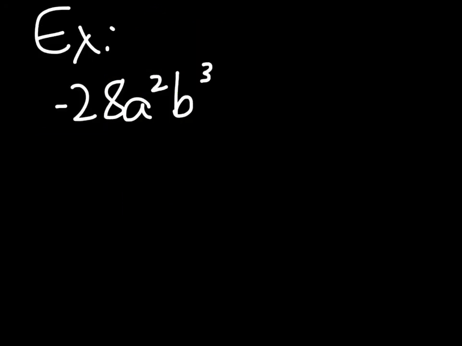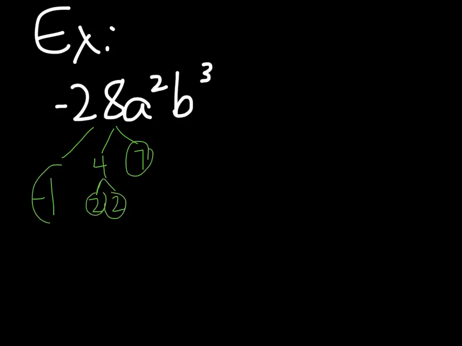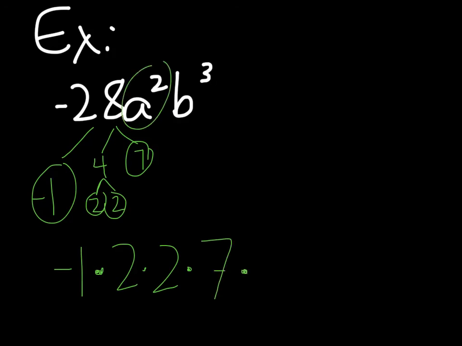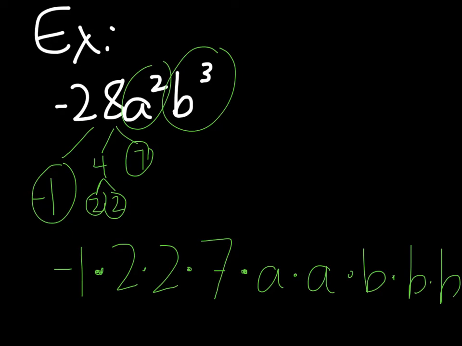All right, if I'm asked to factor this, remember the first thing we're going to factor out is a -1. So then I'm going to do the prime factorization of 28. So 4 times 7, 7 is prime, 4 is 2 times 2. Okay, so my factorization of -28a squared b cubed is -1 times 2 times 2 times 7 times, and then I have a squared, so a times a, and then I have b cubed, so times b times b times b.